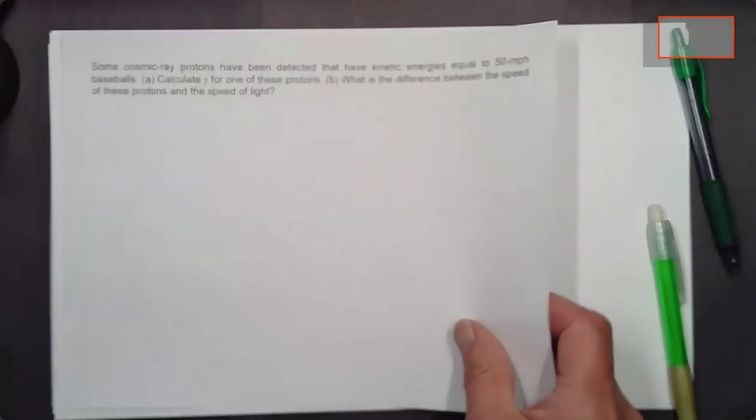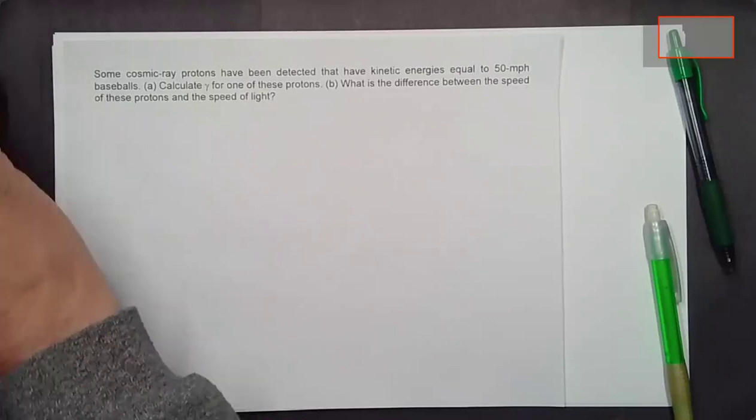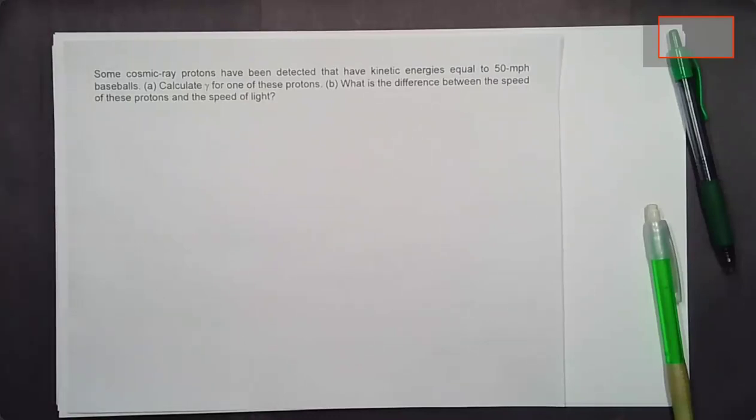All right. I mentioned this problem yesterday, and this is kind of a fun one. This is the OMG particle, this crazy high energy cosmic ray proton. And backtracking, they determined that its kinetic energy was about equal to a 50-mile-an-hour baseball.